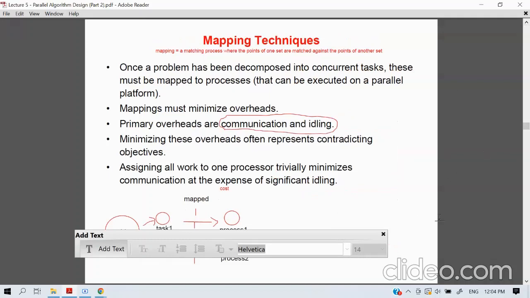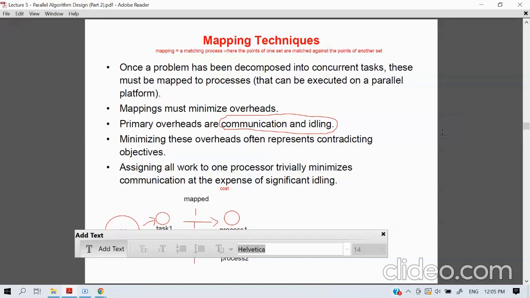Okay. What is the function? Why do we need to do the mapping? So we need to do the mapping to minimize the overhead during the parallel processing. That is the main function of the mapping process.